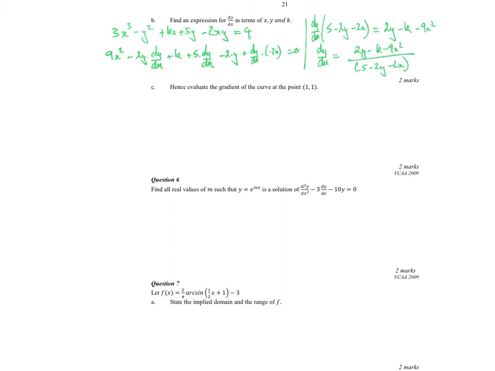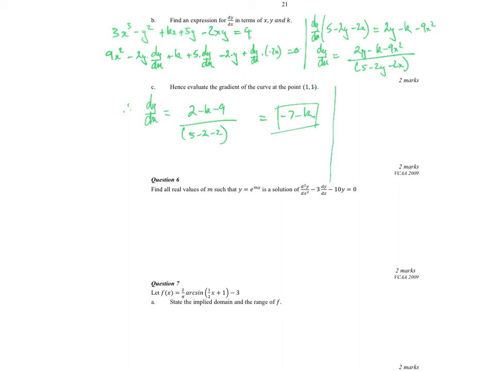Hence evaluate the gradient of the curve at the point 1, 1. At 1, 1, dy dx is equal to 2 minus k minus 9 over 5 minus 2 minus 2. So that's 1 on the bottom, which is just 2 minus 9, negative 7 minus k. That'll do us. Now it doesn't say anything about leaving the gradient in terms of k, so there must be a way of solving for k.